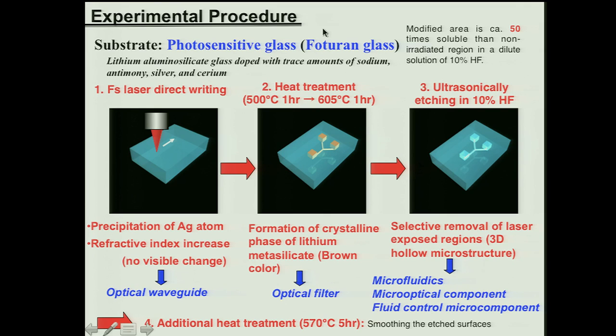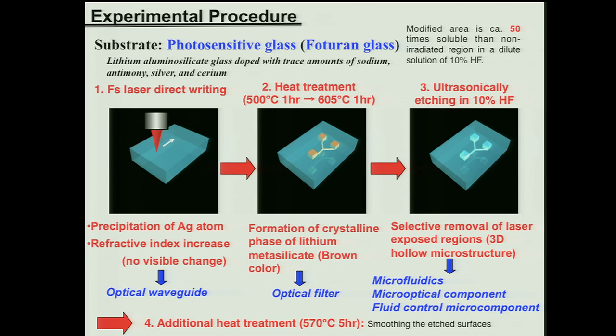Namely, first, we carry out femtosecond laser direct writing to write three-dimensional latent images inside this glass. After the femtosecond laser direct writing, we employ heat treatment at these conditions to develop the modified regions at the laser exposed regions. By this heat treatment, a crystalline phase of lithium metasilicate is grown at the laser exposed region. And this grown crystalline phase of lithium metasilicate has about 50 times larger etching rate in diluted hydrofluoric acid solution as compared with the non-laser exposed regions.